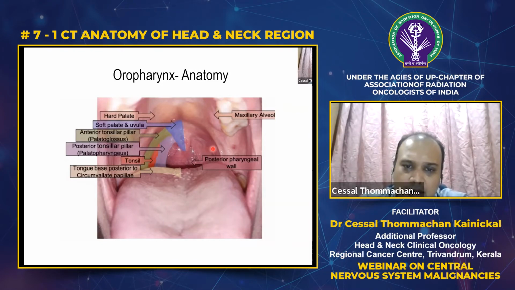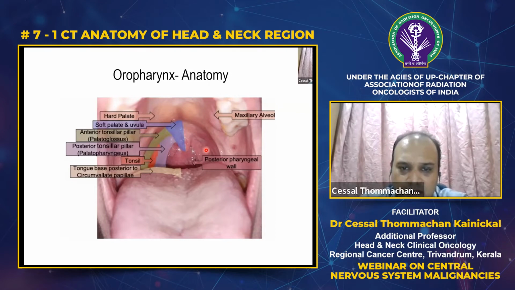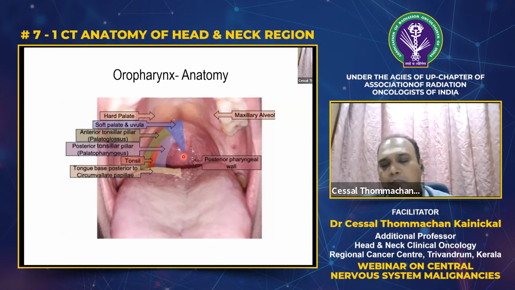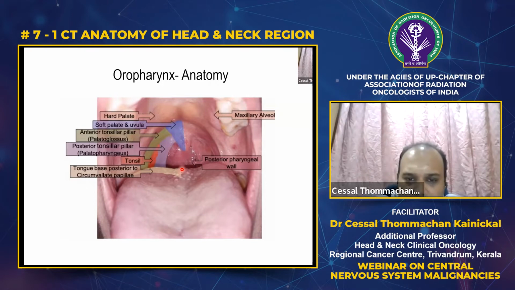And there is an anterior tonsillar pillar. Behind the anterior tonsillar pillar, you have the tonsillar fossa. Then posterior to that, you have the posterior tonsillar pillar. And the posterior pharyngeal wall at the level of the oropharynx is also part of the oropharynx. And behind the base of tongue.